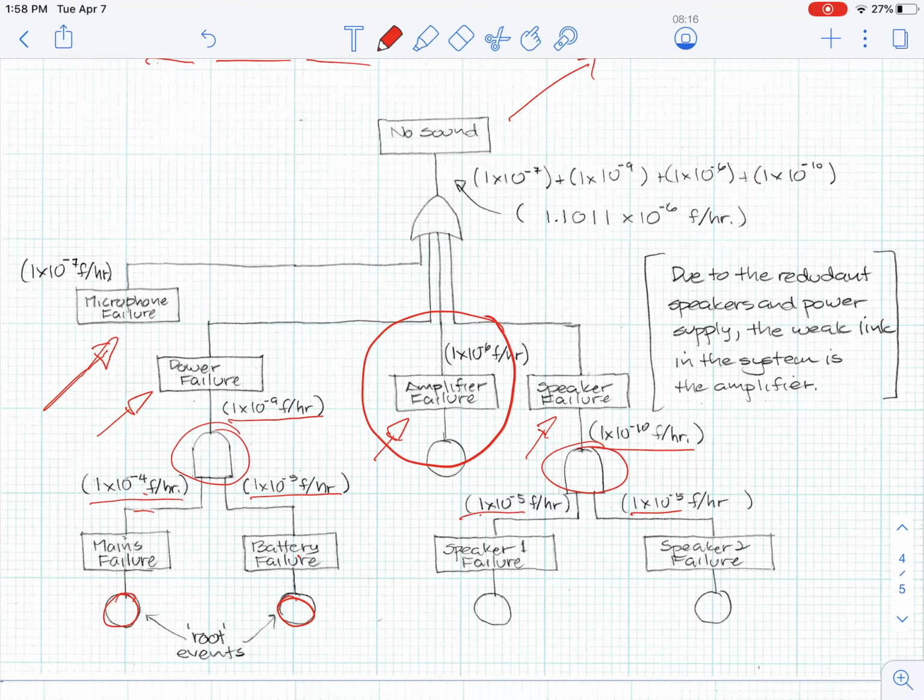Now what that leaves me with is that the weak link in the entire system is the amplifier. The amplifier isn't incredibly unreliable or anything, but if I wanted to improve this, I could put in a redundant amplifier, and I could make sure that the system was available. So that's the weak link, the amplifier. I could fix that by adding redundancy to it.